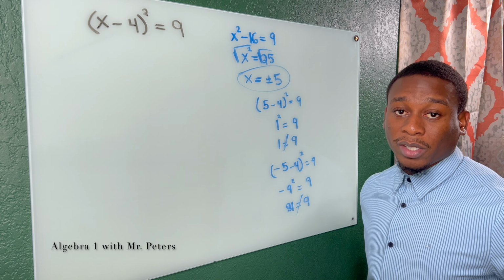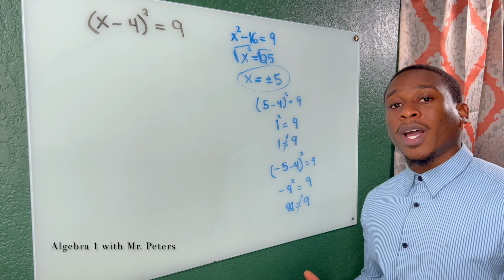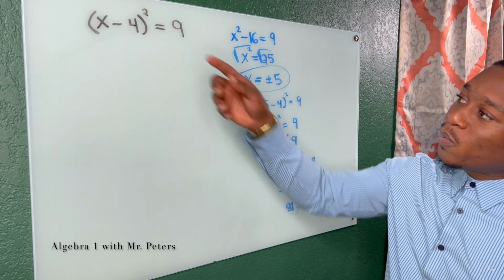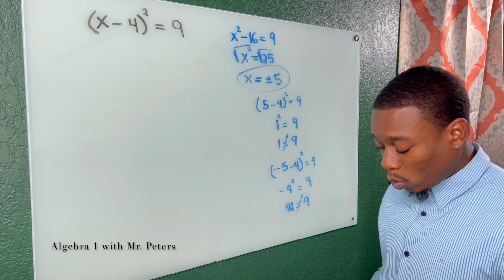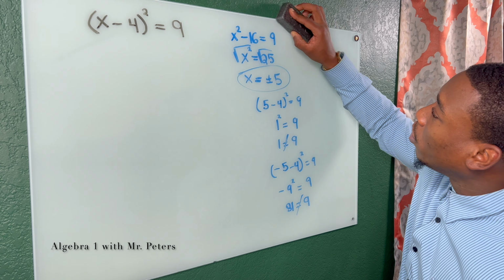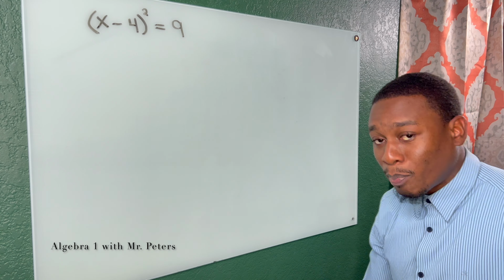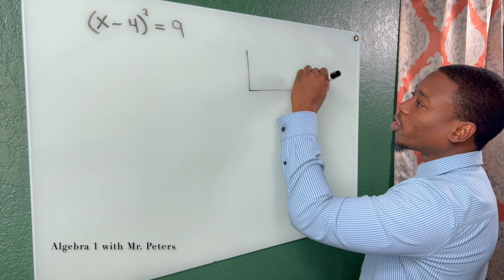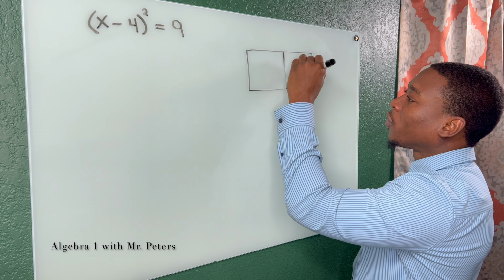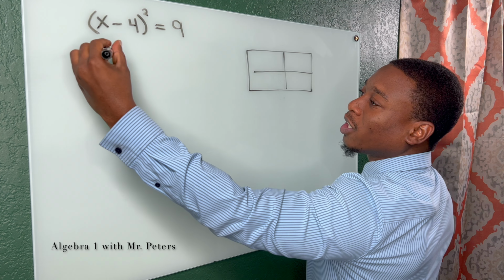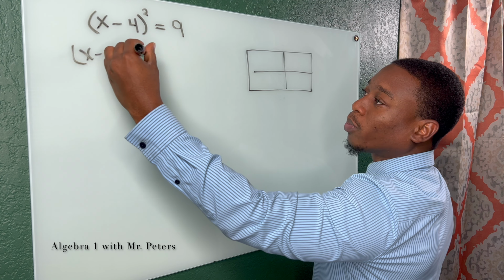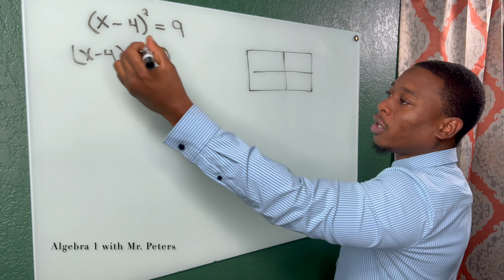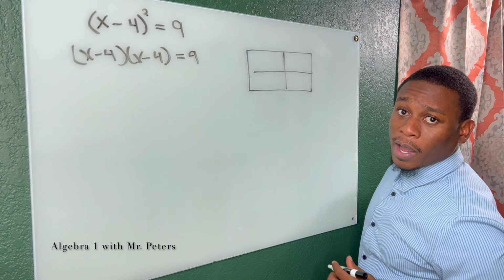So the correct way to solve, I'm going to show you guys that right now. The exponent is important. What we're going to do is expand the polynomial. And I'm going to use the box method in case you guys are familiar with it or if you want to try it out yourself. So what we're doing here is x minus 4 multiplied by x minus 4. And I'm going to use the box method to show you how to do this.